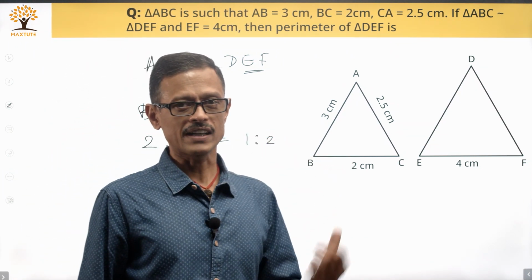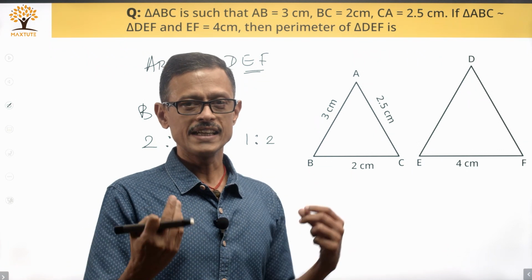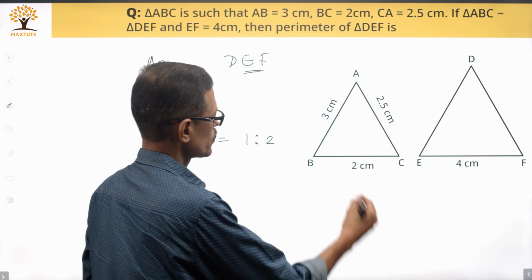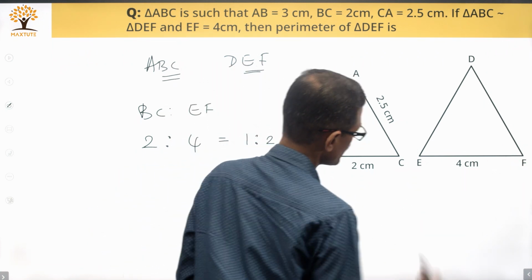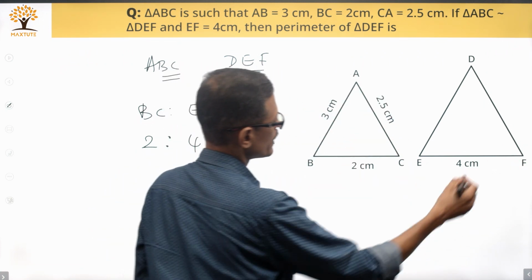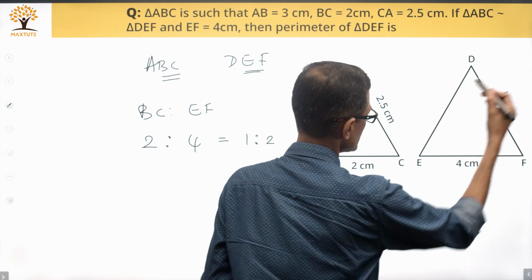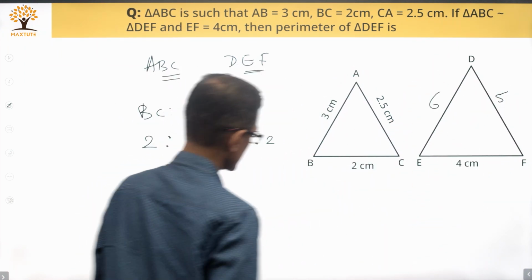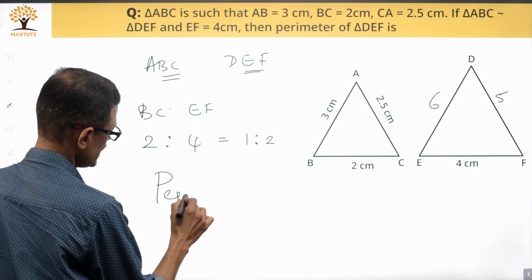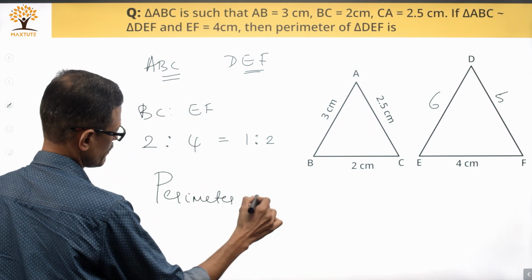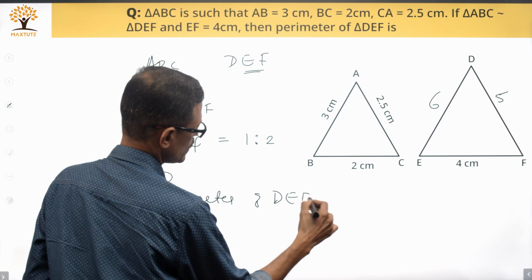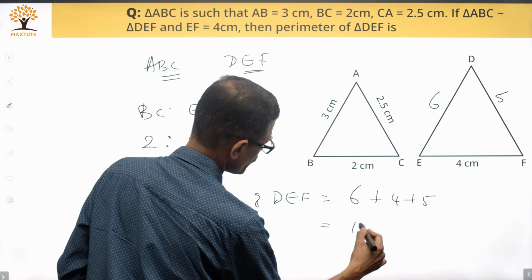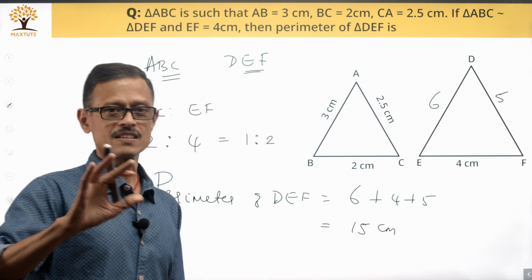Essentially it boils down to the fact that every side of DEF is going to be 2 times the measure of the corresponding side of ABC. So BC is 2, EF measured 4, CA is equal to 2.5, so FD will be equal to twice that, which is equal to 5. AB is equal to 3, DE is the corresponding side, which is going to be equal to 6. So the perimeter of DEF is the sum of these three sides. Perimeter of DEF is equal to 6 plus 4 plus 5, which is equal to 15 centimeters. Again, a very simple, straightforward question.